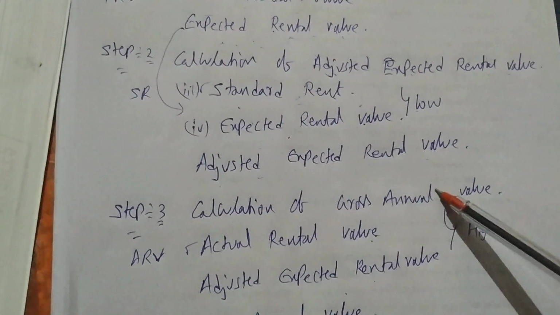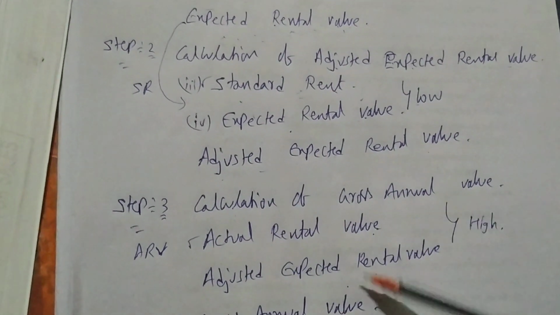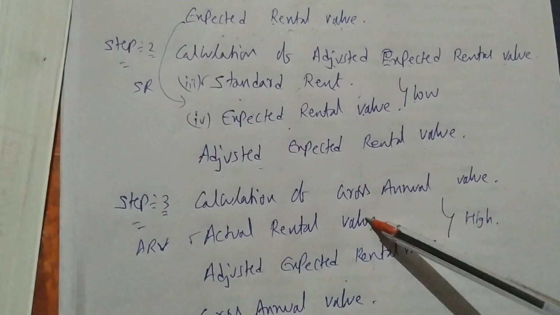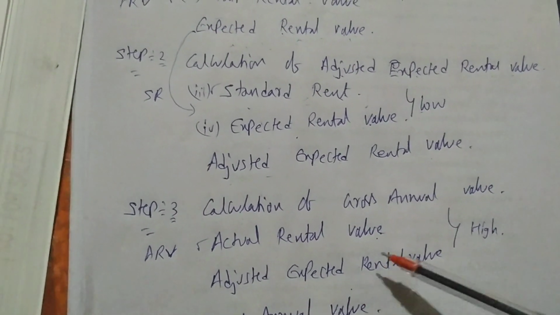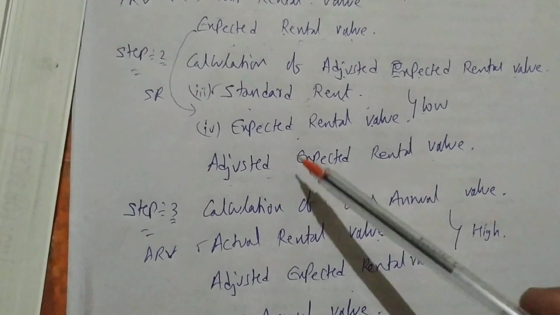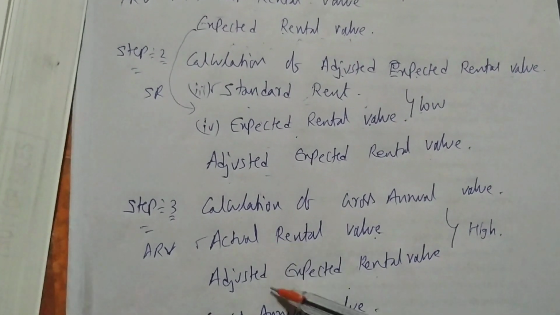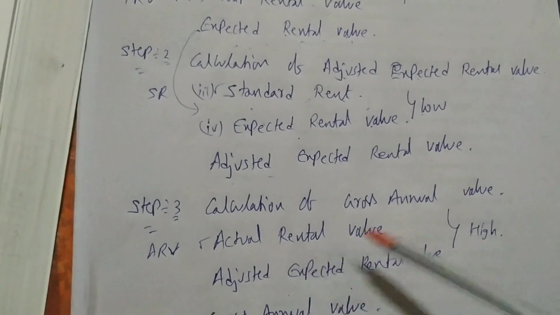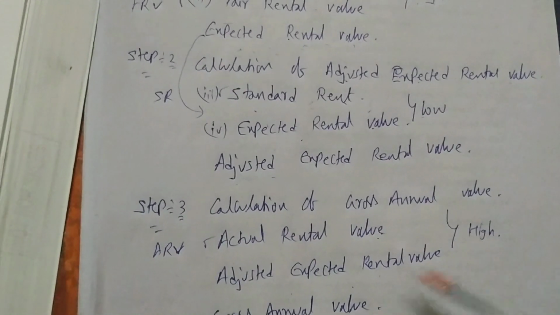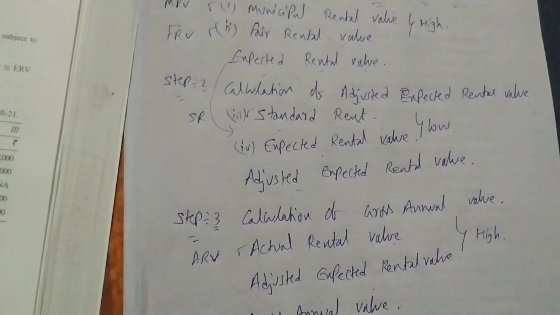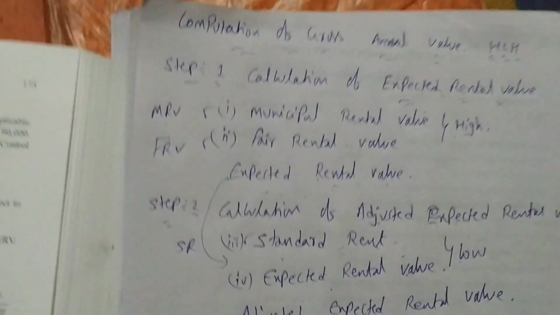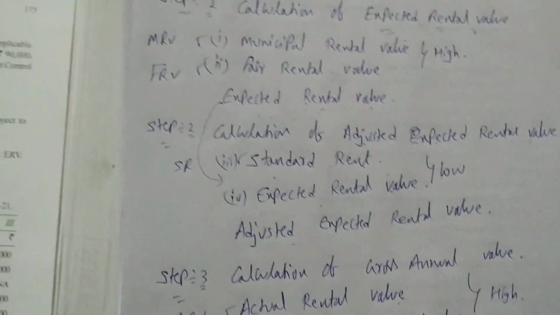Calculation of gross annual value. How to find out gross annual value? Take the actual rental value and the adjusted expected rental value, the step 2 answer. Compare these two, whichever is highest will be called the gross annual value. Okay, it's very easy. This is important, you should know this to find out gross annual value.